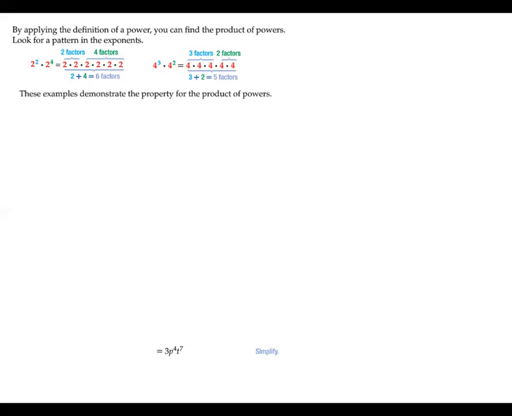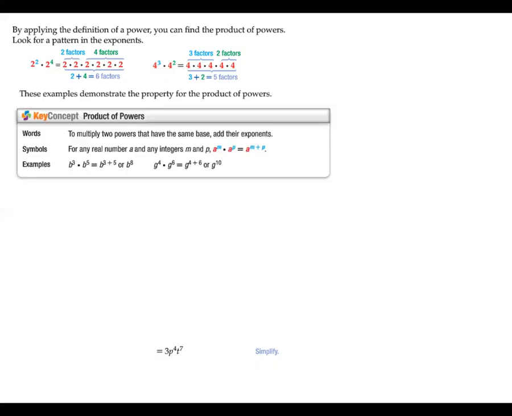These two examples demonstrate the property for the product of powers, and here's how it works. Basically, when you multiply two powers that have the same base, you add their exponents, because the exponent on the first power means multiply that many of that base together. And then if you're doing the same thing with another base, but maybe a different exponent, you're multiplying that many more. Well, if you're multiplying those two together, you're really multiplying all those factors all at once. So if I have 3 factors of b times 5 factors of b, that's really 8 factors of b multiplied together. So you could just add the exponents.